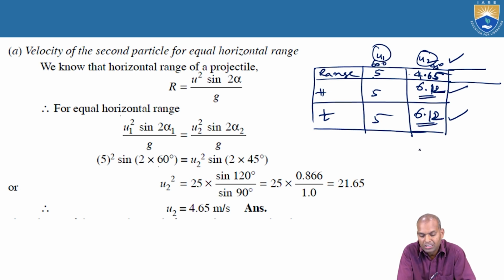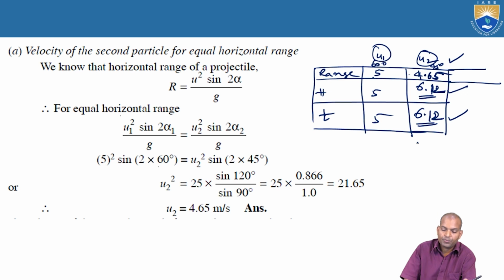So these observations can be made from this problem: how the particle velocities remain the same for the cases of equal horizontal range and equal time of flight for both particle 1 and particle 2, having different angles of projection, that is 60 degrees and 45 degrees.